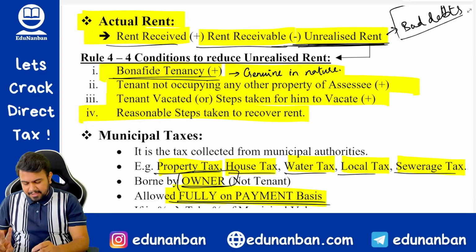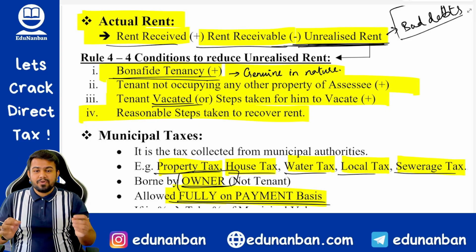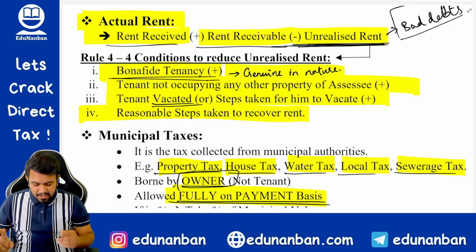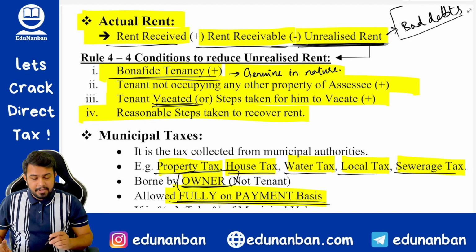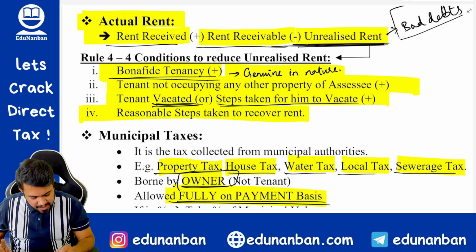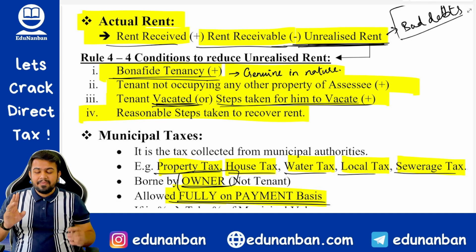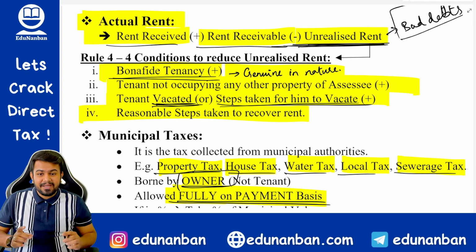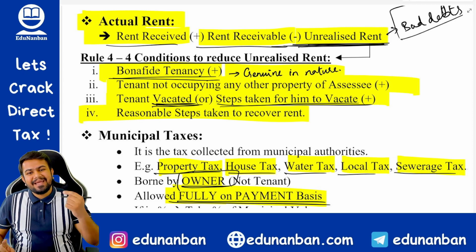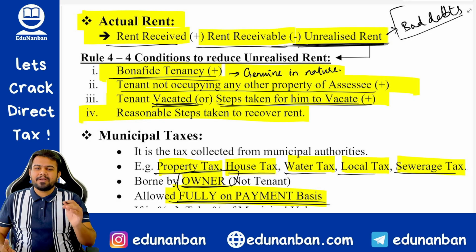Number 2, the tenant should have vacated the property. If you want to reduce the unrealized rent, you should make sure the tenant has vacated the property, or if he is not vacating, you should at least take steps for him to vacate the property. Number 3, after vacating him from the property, you should not keep him as tenant in some other property. So the tenant should not be occupying any other property of the assessee.